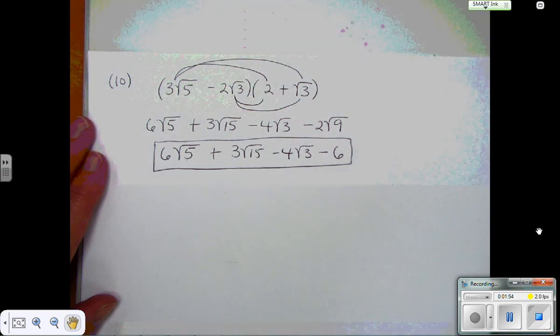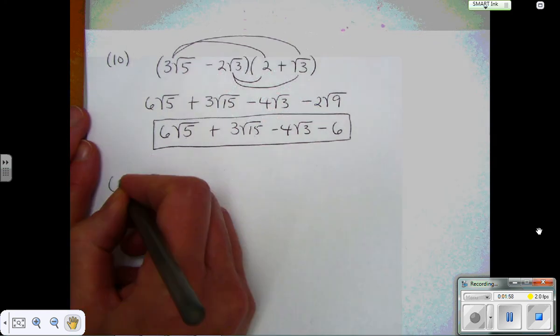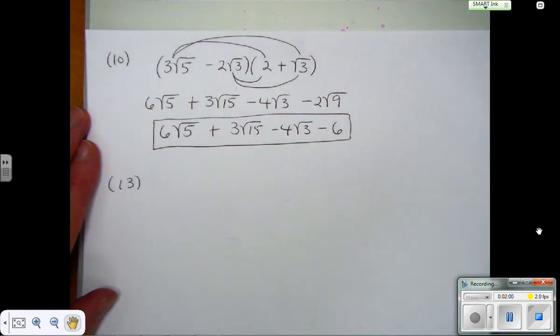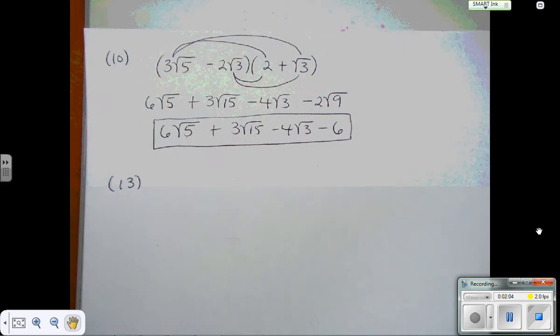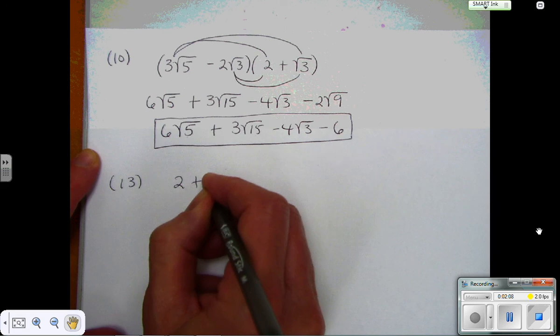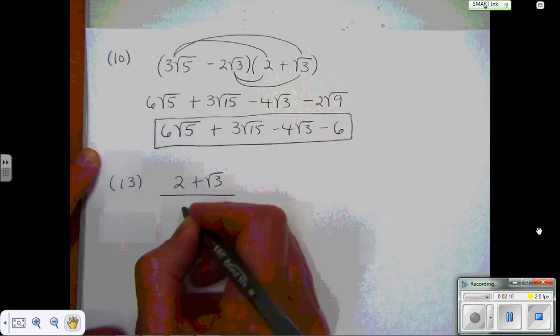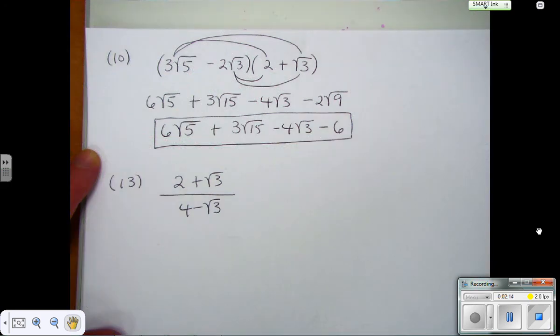Okay, so let's do number 13 together, and we'll end this last video. We'll make it a little shorter. Okay, so 2 plus radical 3 over 4 minus radical 3. I have to rationalize this. I cannot leave a radical in the denominator.